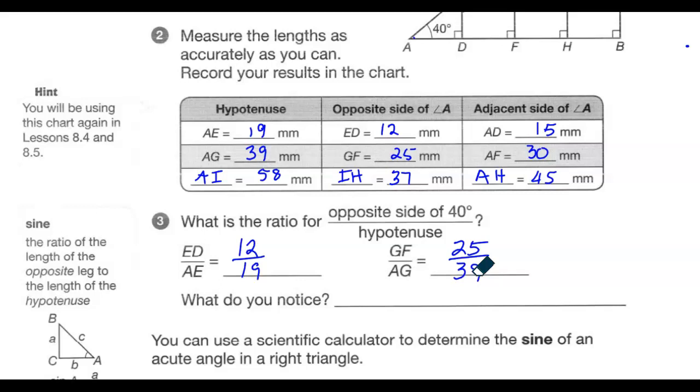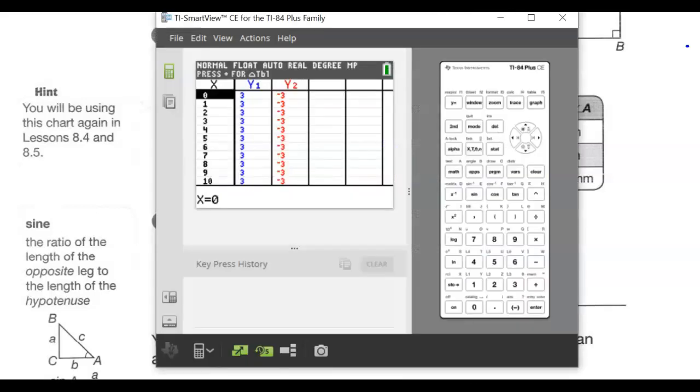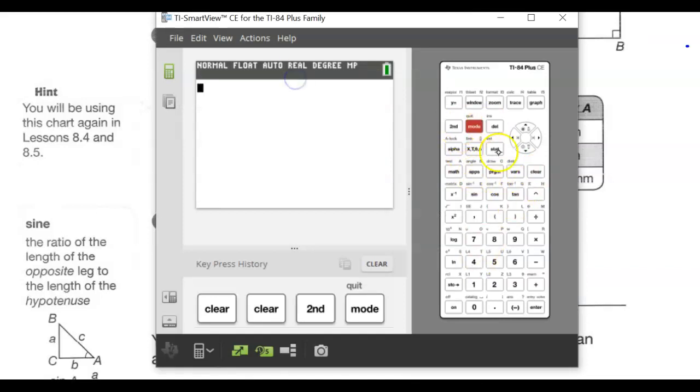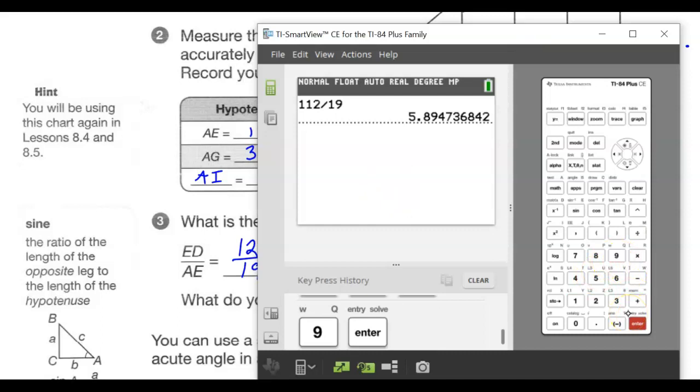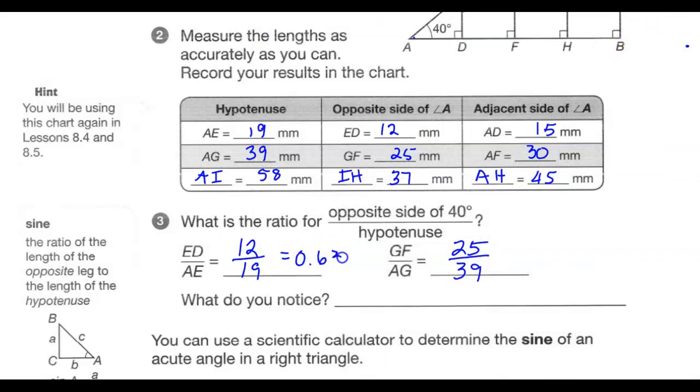Well, if we find the decimal form of these, 12 divided by 19, I get 0.6. If I go 25 divided by 39, I get 0.6 as well. To two decimal places, they're a little bit different. So 0.63, 0.64. They are close in value. Ideally, they would be exactly the same if we could measure more accurately.